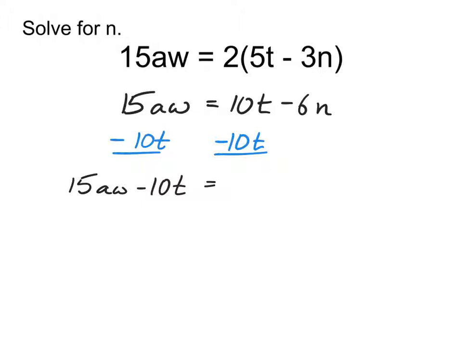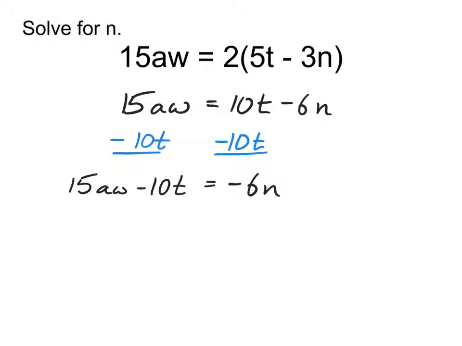On the right side, notice I got rid of the 10t, but notice what's left behind then. The whole negative 6n is still there. So make sure you remember that negative in front of the 6n. It'll be easy to forget if we aren't careful here.